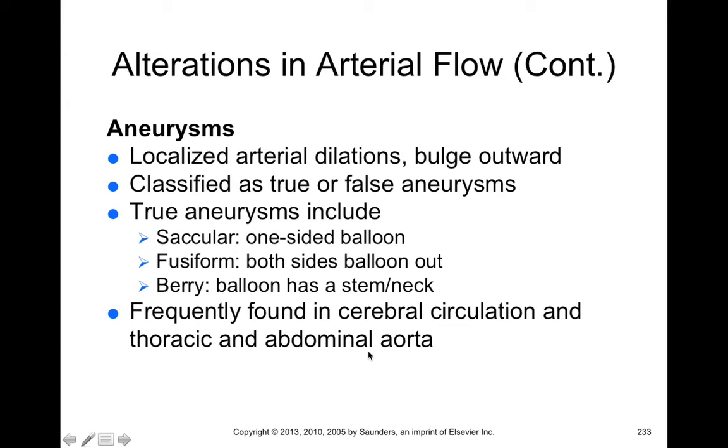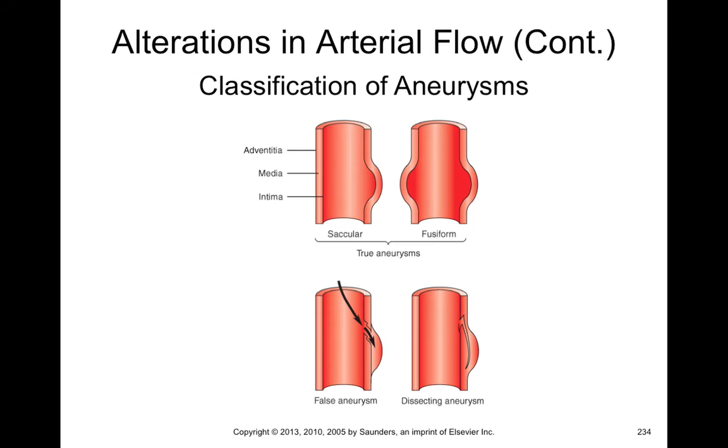Now, these aneurysms, because they're dilations of the artery wall, often also involve a thinning of the artery wall, and aneurysms can cause vessels to become weaker and more prone to tearing and rupturing.